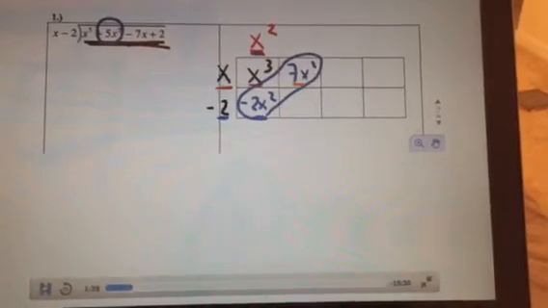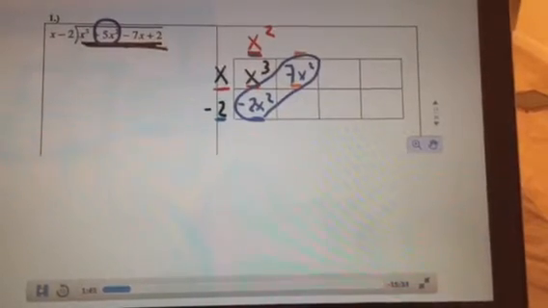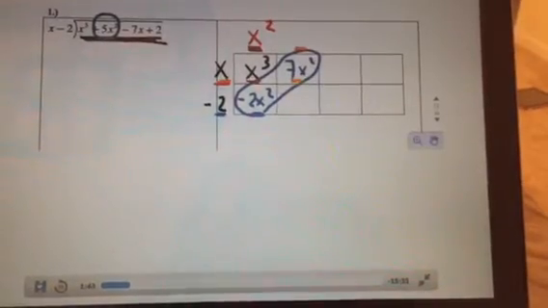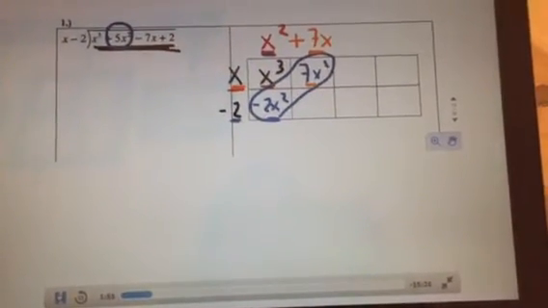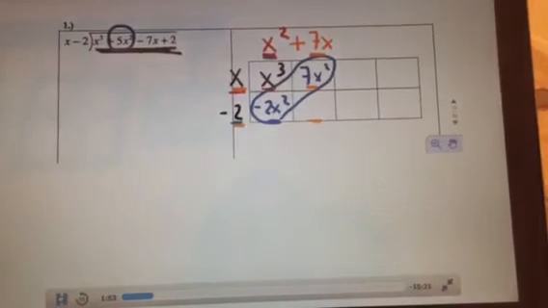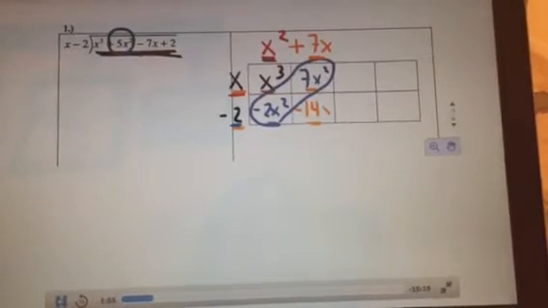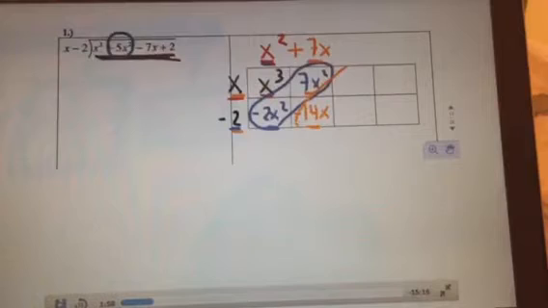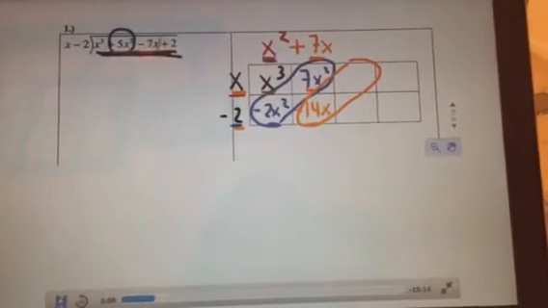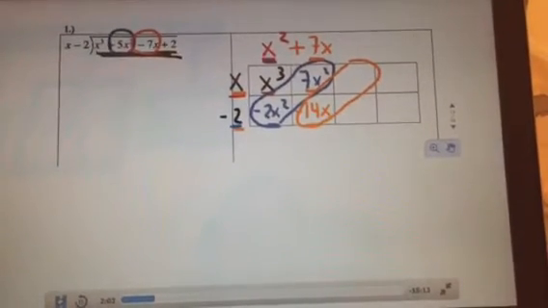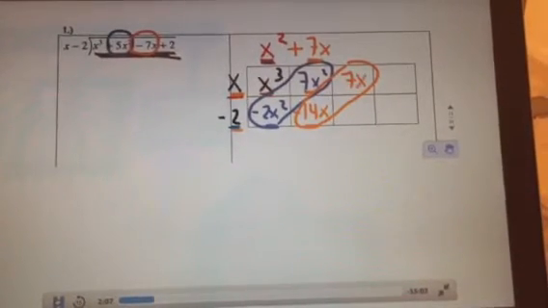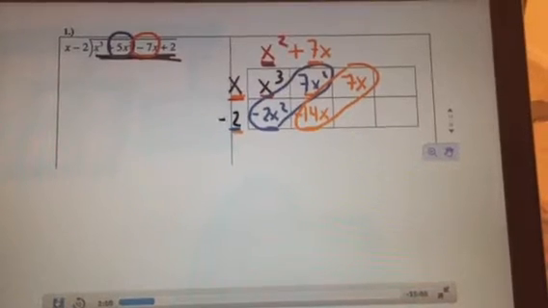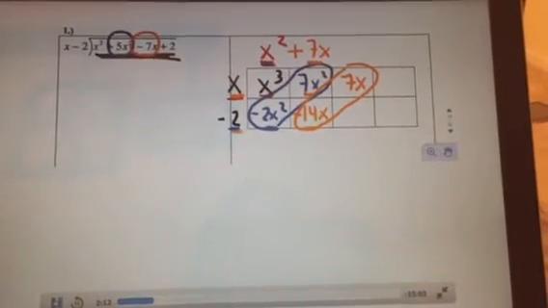So then I think, okay, I need 7x squared. I know it has to be something times x, so it's got to be plus 7x. So 7x times the x gives you 7x squared. So then I do 7x times the negative 2 to get this block, which is negative 14x. So now I know these two blocks have to combine to give me negative 7x. Right now I have negative 14x, which means I would need positive 7x. So that 7x plus the negative 14x gives me the negative 7x.